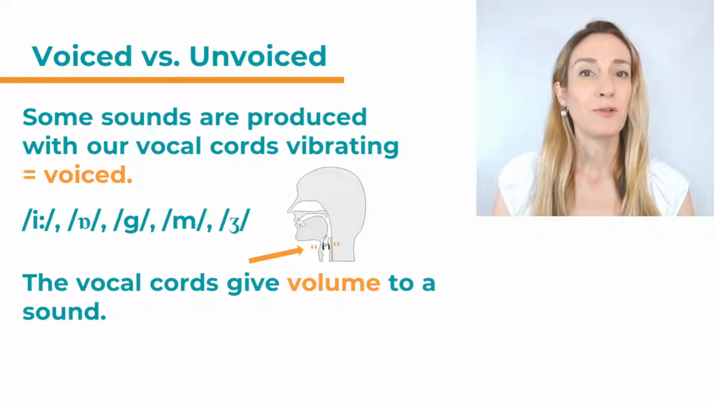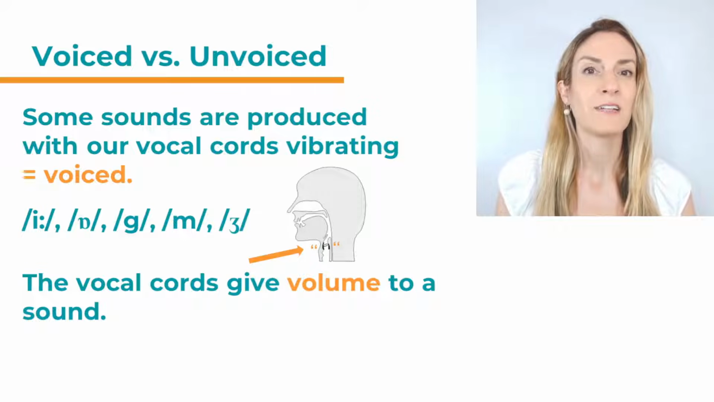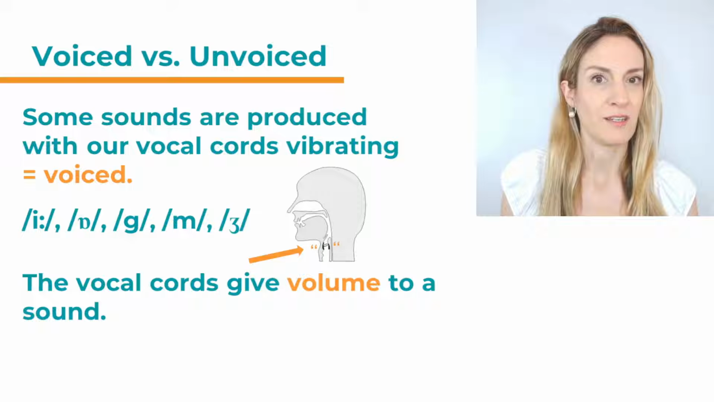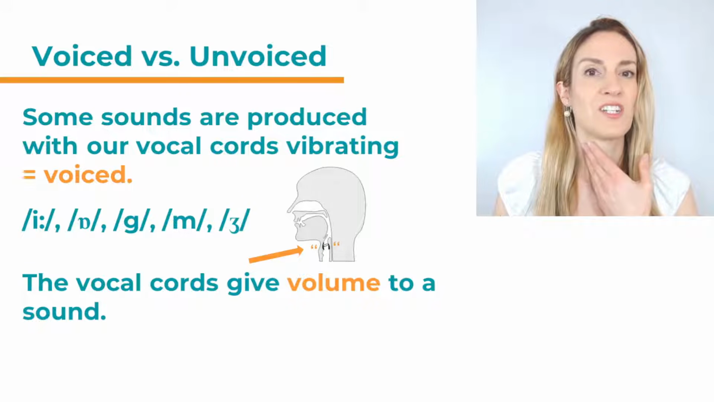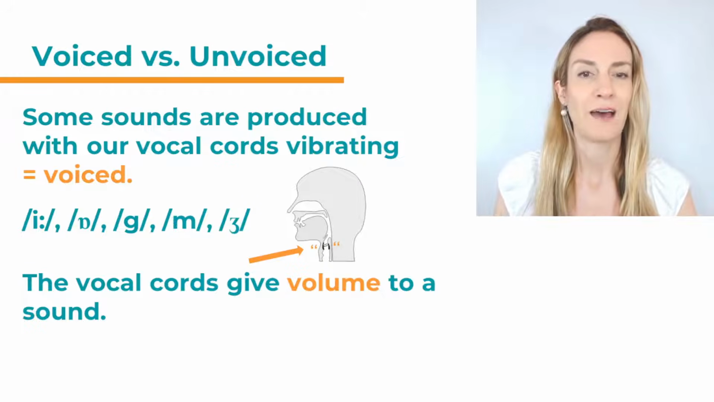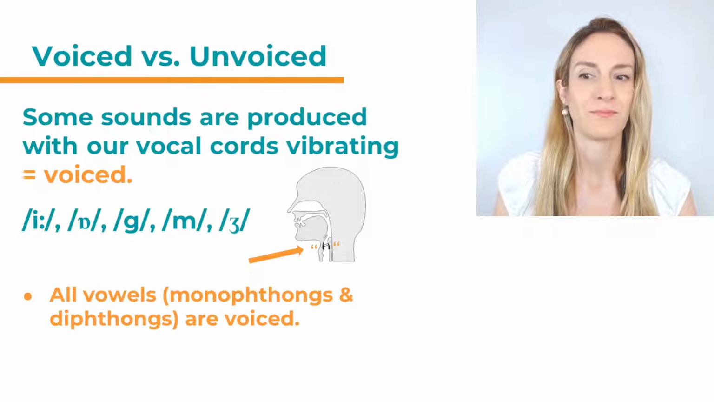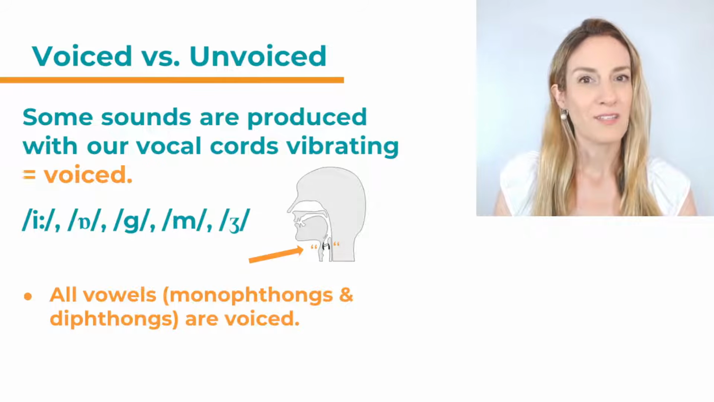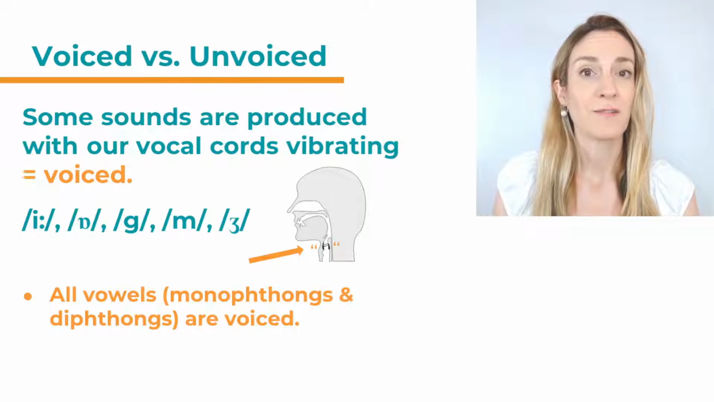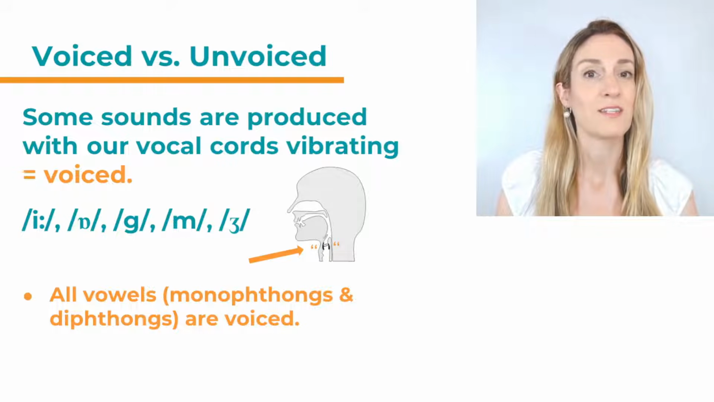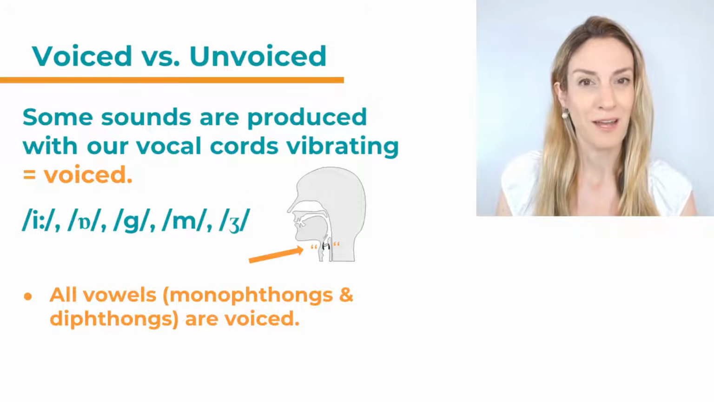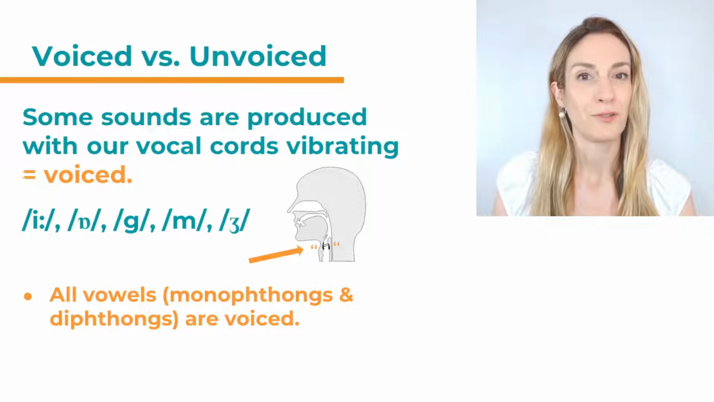Now, the vocal cords, when they are vibrating, they are really giving volume to the sounds. So as a result, those sounds sound a lot louder. M, J, G. They're fairly loud sounds. All of the vowel sounds, the monophthongs, the single vowel sounds, and the diphthongs, the double vowel sounds, are voiced sounds. That means every time we produce a vowel sound, our vocal cords are vibrating.